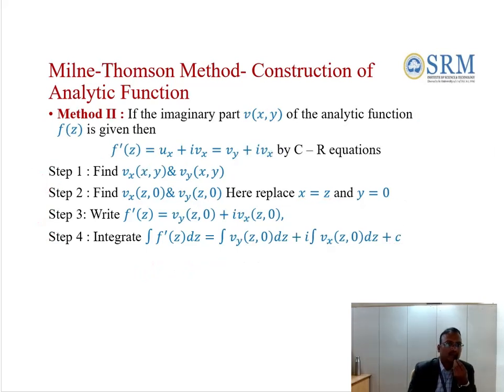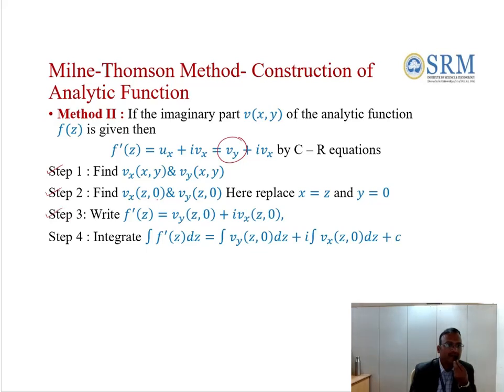Right. Method 2. If the imaginary part v(x,y) of the analytic function f(z) is given, then what is the first derivative? f'(z) = ux + i vx. But only v is known. Therefore, you rewrite ux in terms of v. By using the CR equation, vy = ux. Therefore, replace ux by vy. Then you find out what is your vx and vy. Replace x = z, y = 0 in vx and vy. That is step number 2.